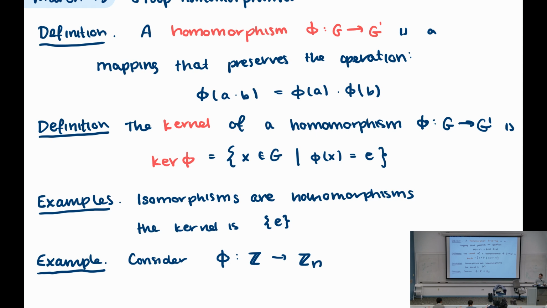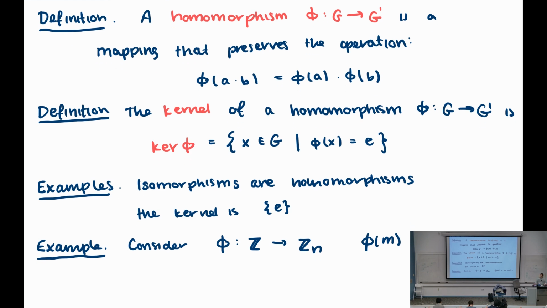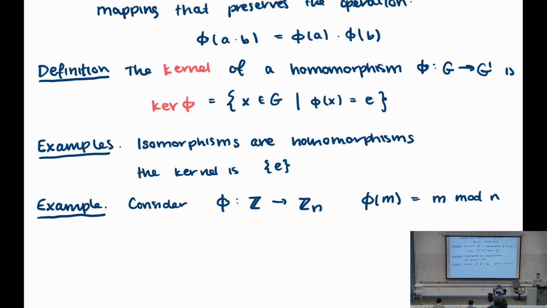Okay, so let's consider this homomorphism, or consider this map, where phi of an integer m is equal to m mod n. Okay, so I'm going to give you a few minutes to think about whether this is a homomorphism, and what is the kernel?